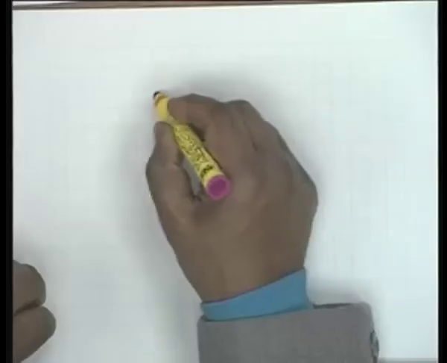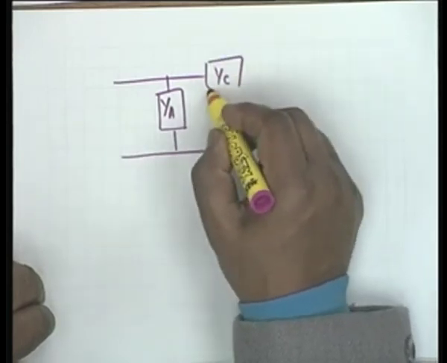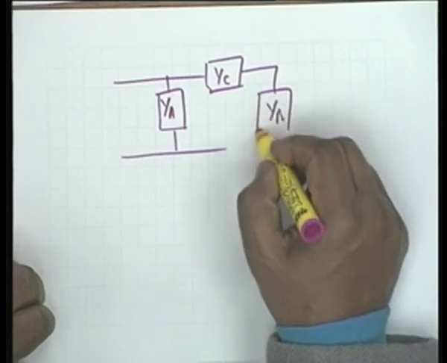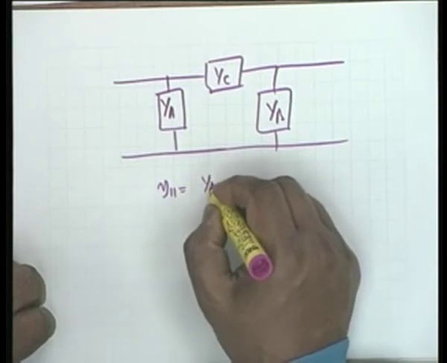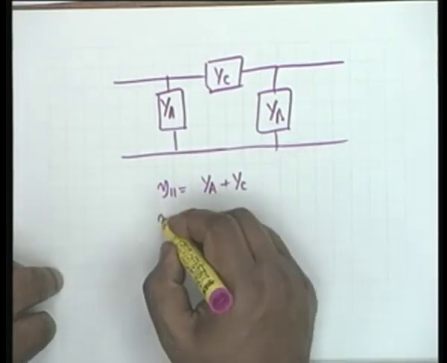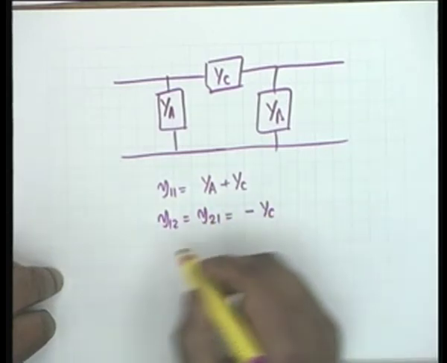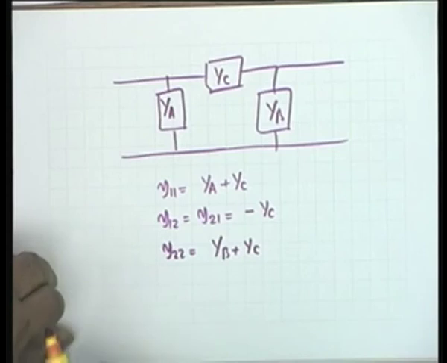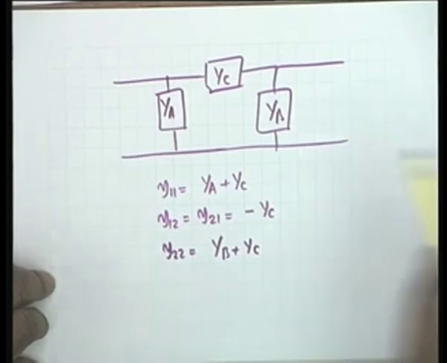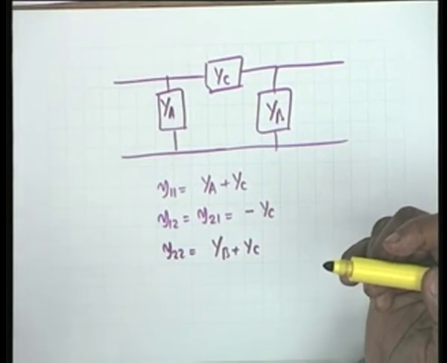I have YA, YC, YB, and I have shown that Y11 is equal to YA plus YC, Y12 is equal to Y21 equal to minus YC, and Y22 is equal to YB plus YC. Now, if I want to replace this YA, YC, YB by the two port parameters, let us see what happens.